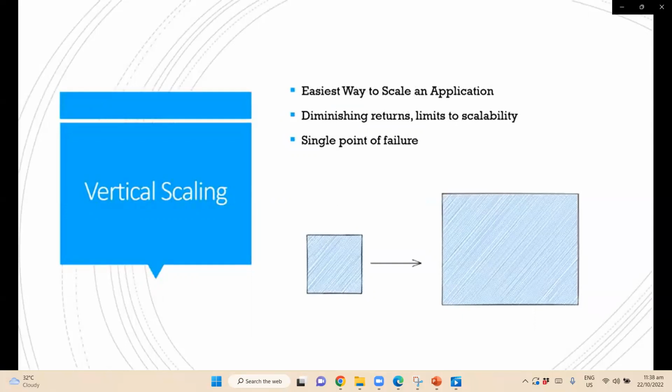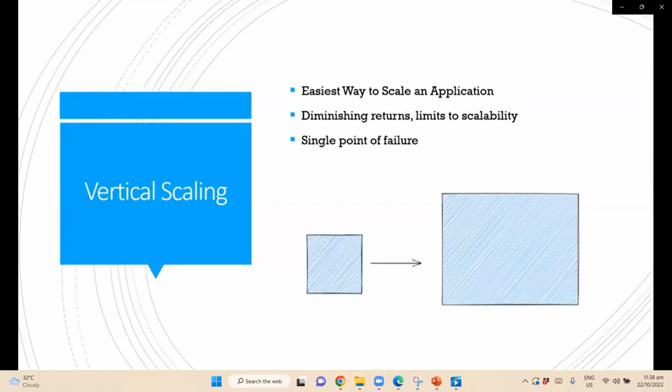The problem with this is that there's diminishing returns and limits to scalability. Something like Google has data centers all around the world and hundreds of thousands of individual servers. There's no way you could have a single server handle all that traffic. You'd have to have a server the size of a mountain, and it just wouldn't work, obviously. There's also diminishing returns, which we'll go over in a little bit.